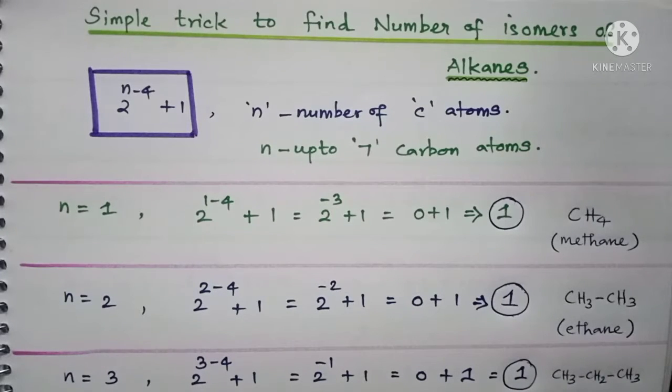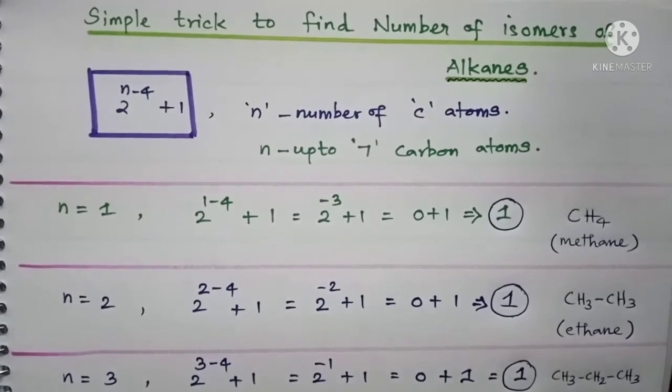So for ethane also, I am getting only one isomer. Then the third one is propane, with the molecular formula C3H8, which can be written as CH3 single bond CH2 single bond CH3. Substituting the n value in the formula, I get 2 power 3 minus 4 plus 1, that is 2 power minus 1 plus 1. Being negligible, we can neglect this, so you get only one.